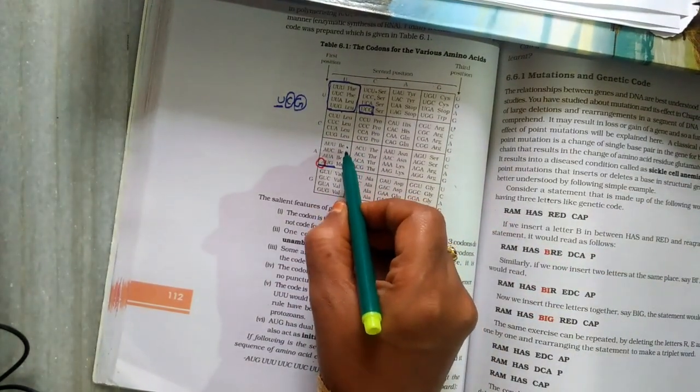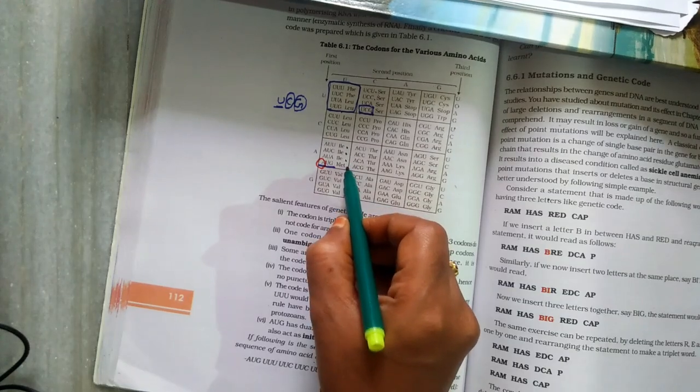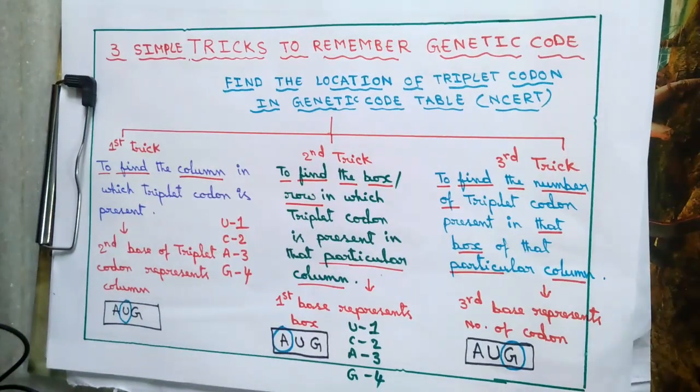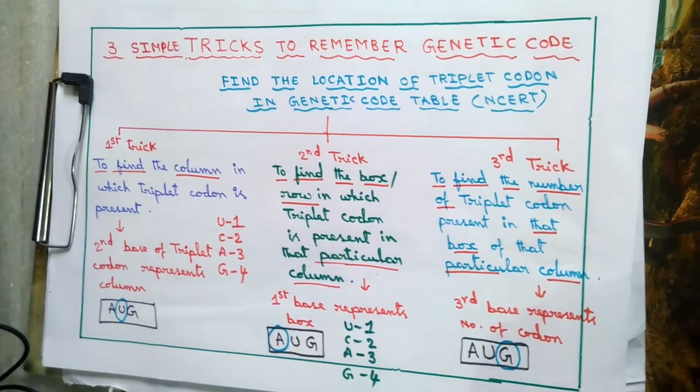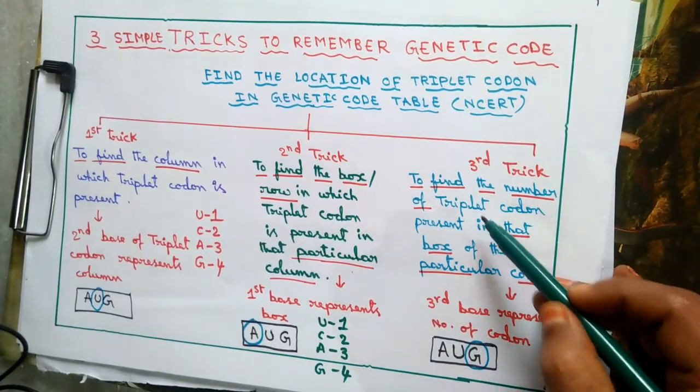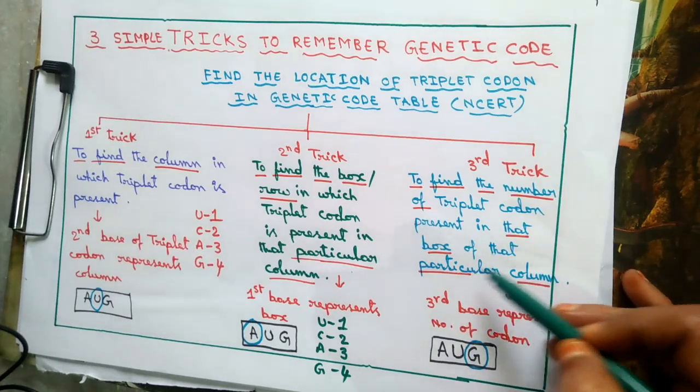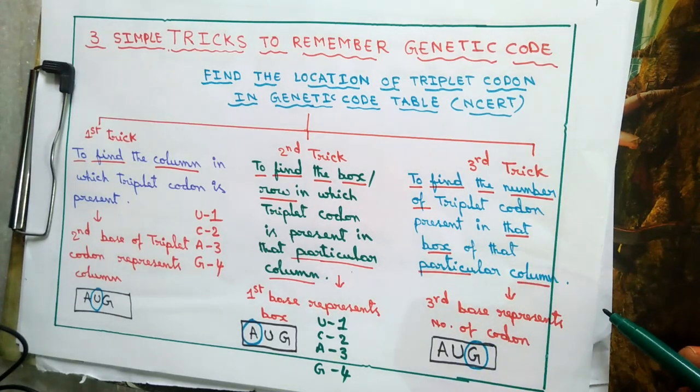Whether it is the first, second, third or fourth codon of that particular box. So how can it be found? By using the third trick. Now we can apply the third trick to find the number of the triplet codon present in that box of that particular column. The third base represents the number of the codon.